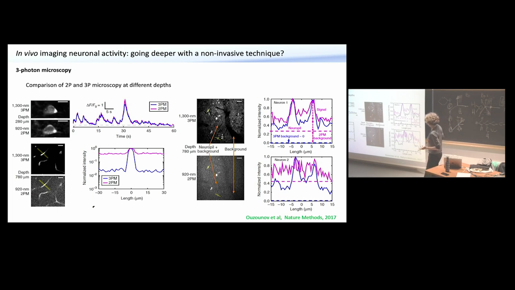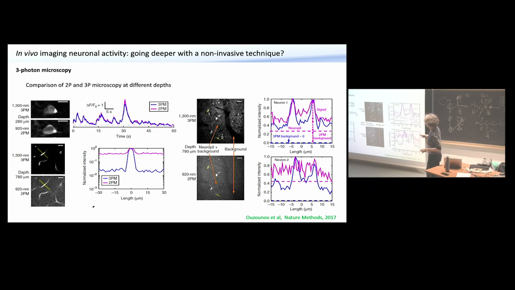This is a nice paper from the Chris lab. We developed this kind of technique. Here we can see in depth the comparison between 2-photon imaging and 3-photon imaging. So it's the same sample. They just alternate pulses for 2-photon imaging and pulses for 3-photon imaging to compare. And you see that the signal to background ratio is much larger here with 3-photon imaging.